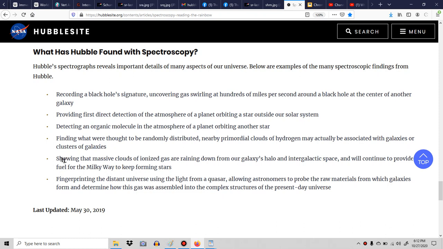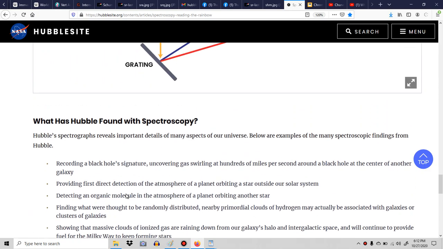Showing, this also has some part B here, I'm well over 10 minutes, showing that massive clouds of ionized gas are raining down from our galaxy's halo and intergalactic space and will continue to provide fuel for the Milky Way to keep forming stars. Fingerprinting the distant universe using the light from a quasar, allowing astronomers to probe the raw materials from which galaxies form and determine how this gas was assembled into the complex structures of the present-day universe. Last updated May 30th, 2019.